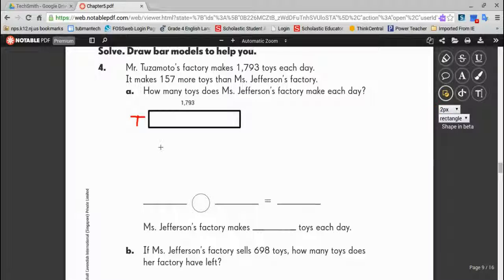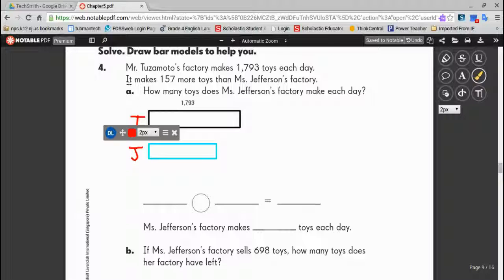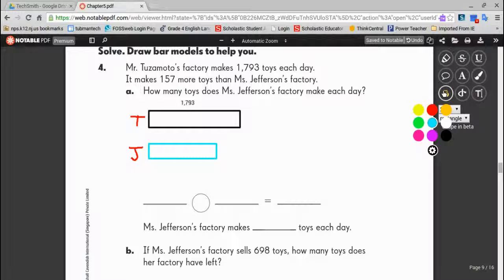I need another bar model for Mrs. Jefferson. So here's my bar model for Mrs. Jefferson. I'm going to put a J for Jefferson. And I know that because it says it makes 157 more toys, so that means Tsuzamoto makes more toys. How many more? Well, it's in that empty space right here. He has, in this empty space, 157 more toys. So that's where my 157 goes.